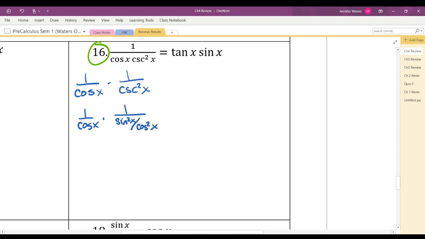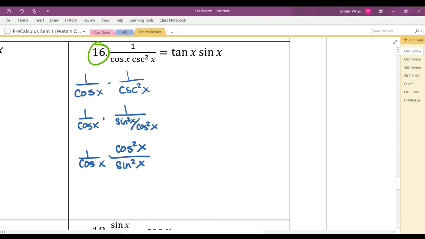Now, we never want to divide by a fraction, so what we're going to end up doing is multiplying by the reciprocal. So 1 over cosine x still does not change. So what is currently on the bottom of the bottom? Cosine squared. So I'm going to put cosine squared now up at the top. Sine squared is now going to fall down to the bottom.